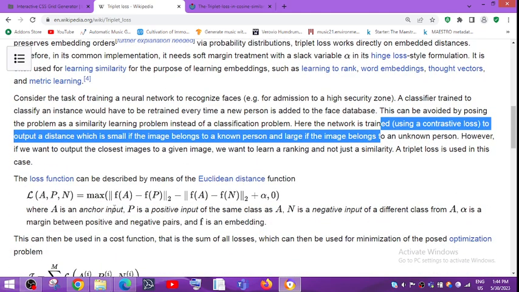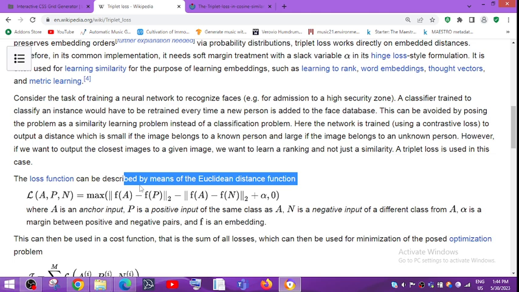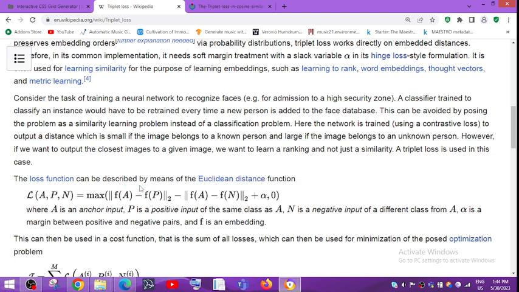Loss function. The loss function of the triplet loss is described by means of Euclidean distance, that is simply a geometrical distance between the 2 point coordinates x and y. Suppose you can calculate the Euclidean distance. This is the loss function for anchor point, positive and negative. We want to minimize the distance between the anchor point and the positive, and maximize the distance between the anchor point and the negative.